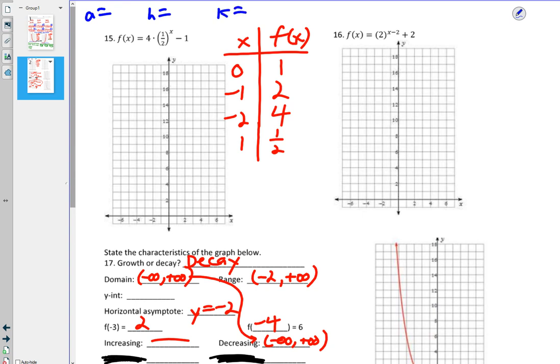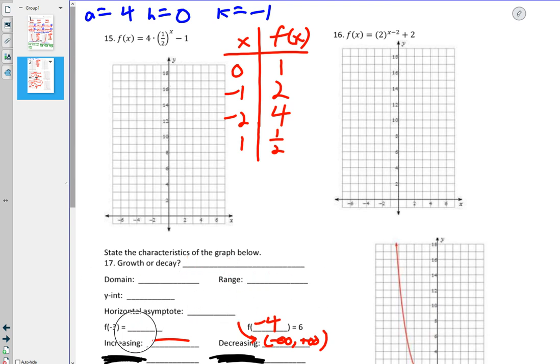What's A here? What's H? And what's K? Can I ignore any of those transformation numbers? Just H. So I'm only paying attention to A and K, which coincidentally both affect the Y. So all of my X's are going to stay the same. I don't have to do anything to the X's.